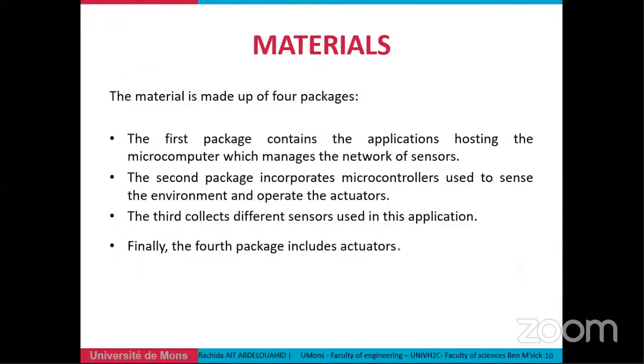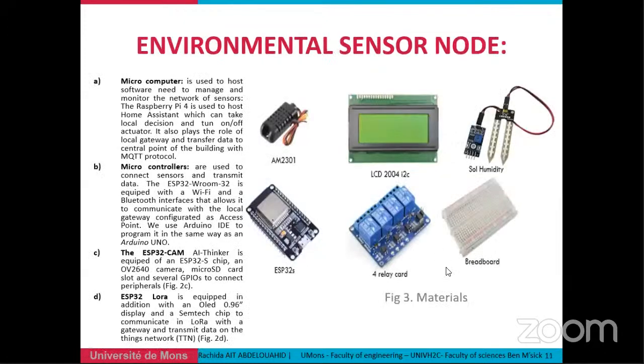So the material is made up of 4 packages. The first package contains the application hosted on the microcomputer, which manages the network of sensors. The second package incorporates microcontrollers used to sense the environment and to operate the actuators. The third collects the different sensors used in this application. Finally, the fourth package includes actuators. So this is our environment sensor node.